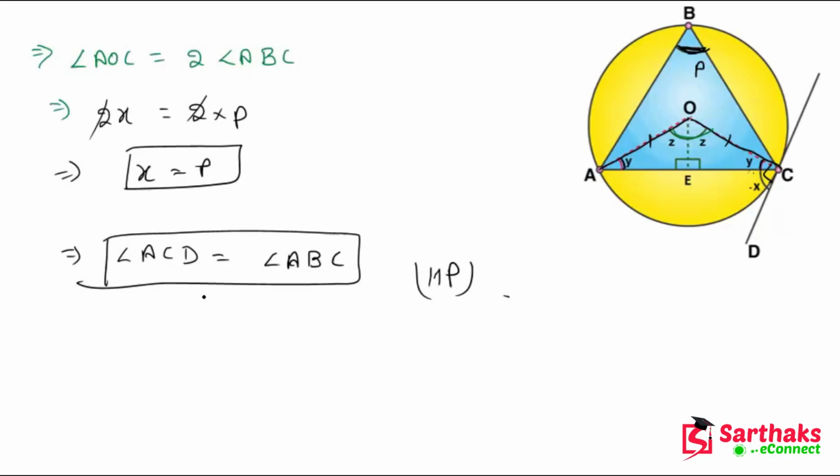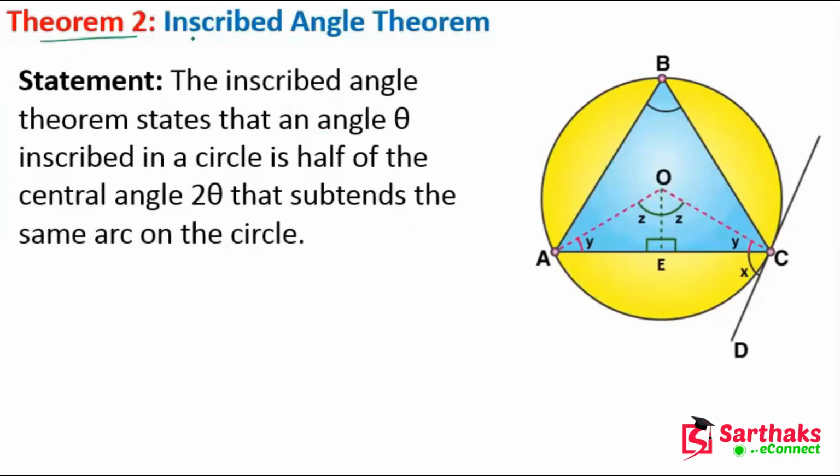I hope you understand these things, my dear friends. Now let's move on. Theorem number 2 is the inscribed angle theorem. So what is this theorem? This theorem states that an angle theta inscribed in a circle is half of the central angle 2 theta that subtends the same arc on the circle.